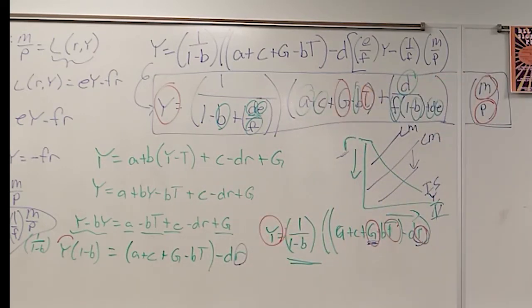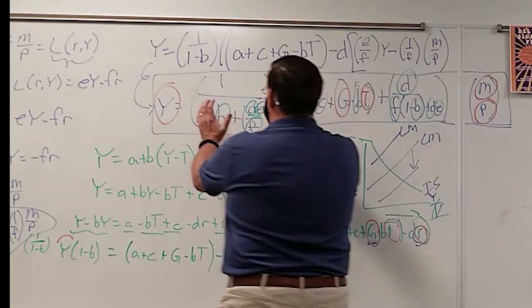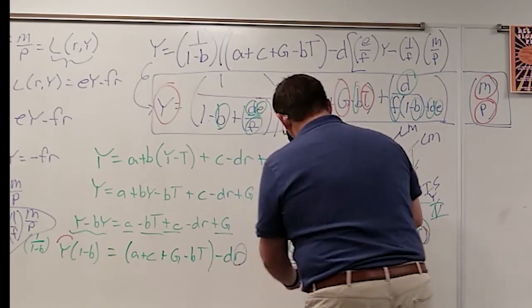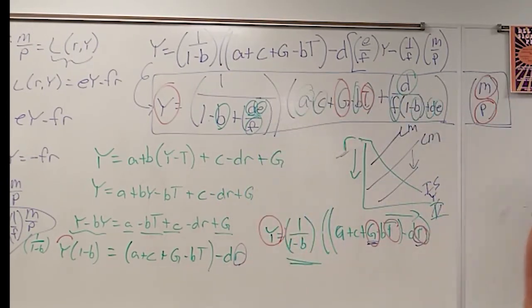And because the denominator of this term is different from the denominator of this term, we call that the crowding out effect. The short run crowding out effect. You see, an increase of spending in the IS-LM model is smaller as a result.